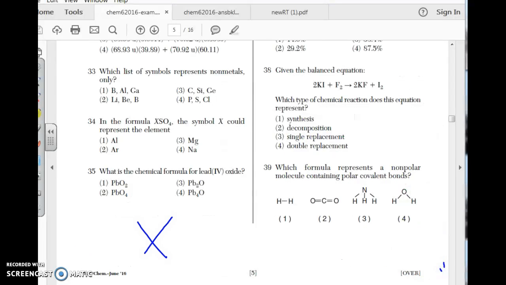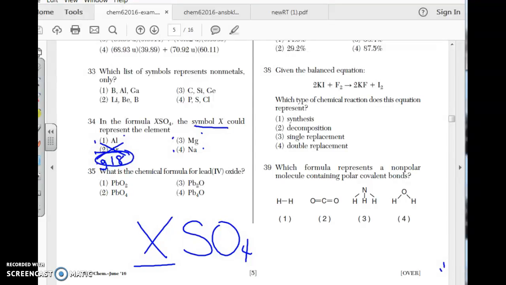Question 34. This formula, XSO4, they would like to know what the symbol X could represent, and they give you 3 elements. Well, it might jump out at you, first of all, it can't be 2, because argon is from group 18, and those never react. In other words, they never wind up combined in the form of compounds. But how am I supposed to know whether it's the metal aluminum, magnesium, or Na? Any of which could be this, because the metal always goes first.